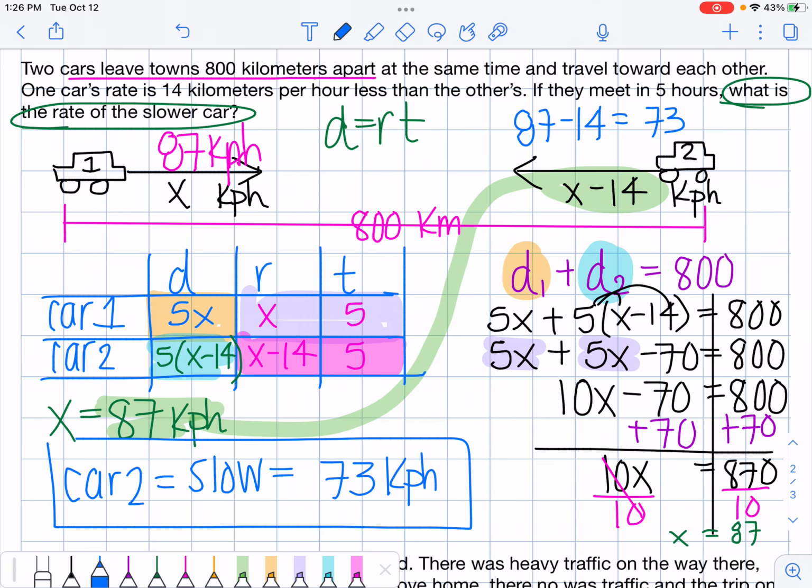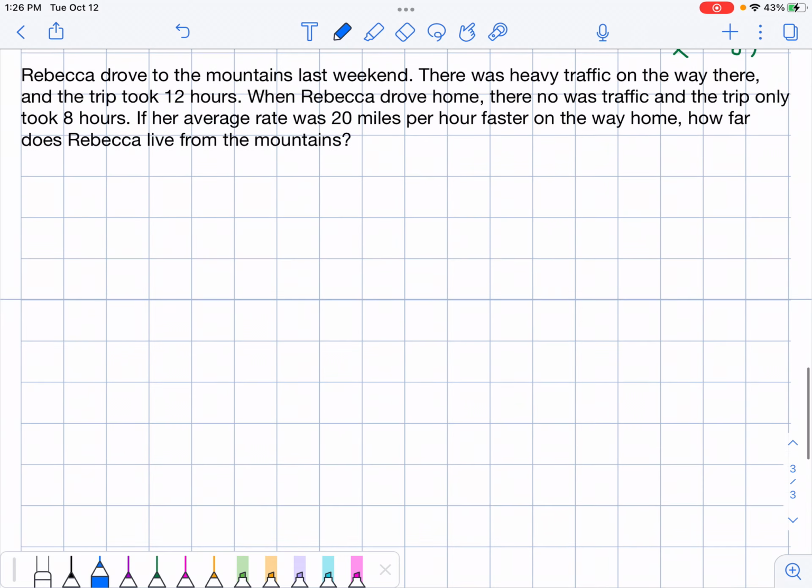Final answer. Okay, let's do one more problem. Rebecca drove to the mountains last weekend. There was heavy traffic on the way there, and the trip took 12 hours. When Rebecca drove home, there was no traffic, and the trip only took 8 hours. If her average rate was 20 miles per hour faster on the way home, how far does Rebecca live from the mountains? Okay, first step, draw a picture.